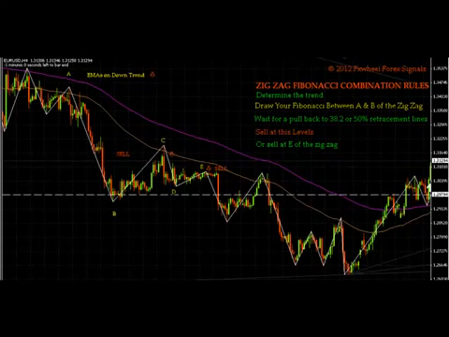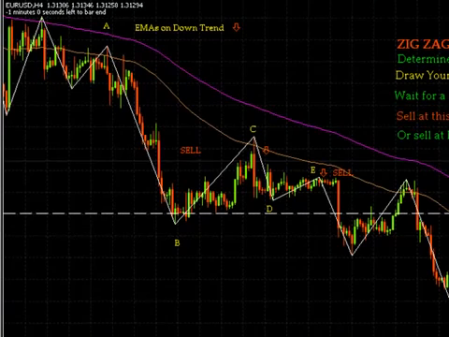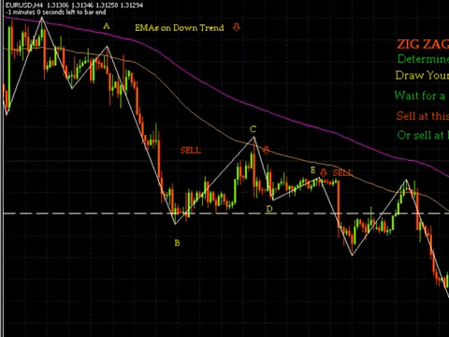Today I want to share with you some of the important ways to price trade using Zigzag, Fibonacci, and your EMAs. As you can see on the screen, I have the steps written. The Zigzag Fibonacci combination rules. 1. Determine the trend. 2. Draw your Fibonacci between A and B of the zigzag. 3. Wait for a pullback to 38.2% or 50% retracement lines. 4. Sell at these levels. 5. Or sell at E of the zigzag.